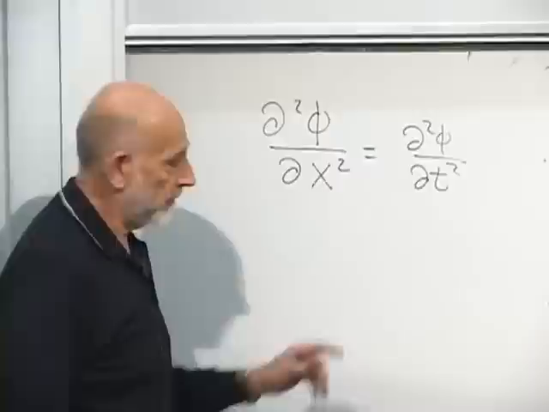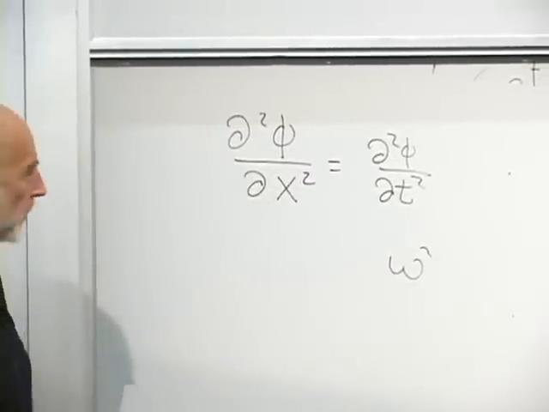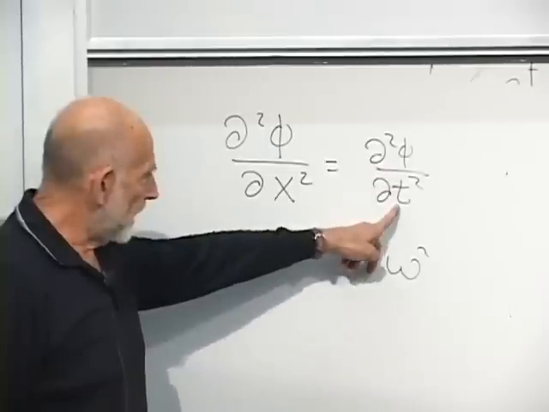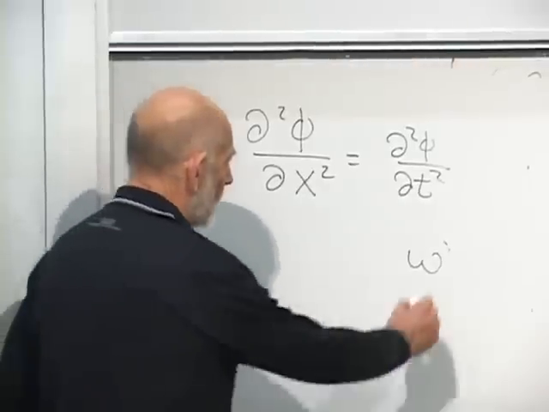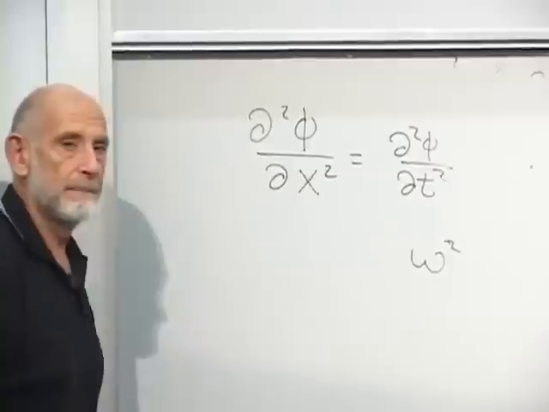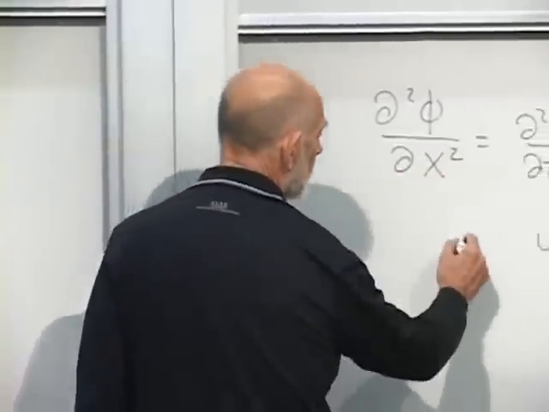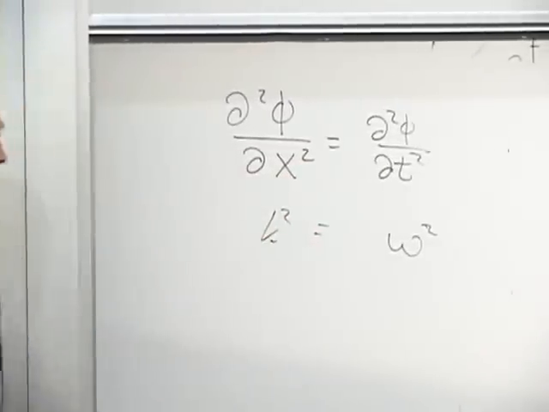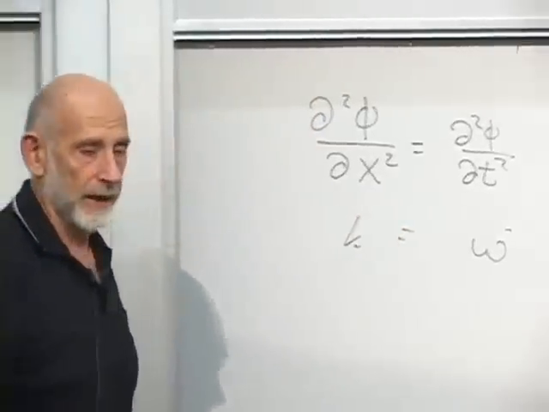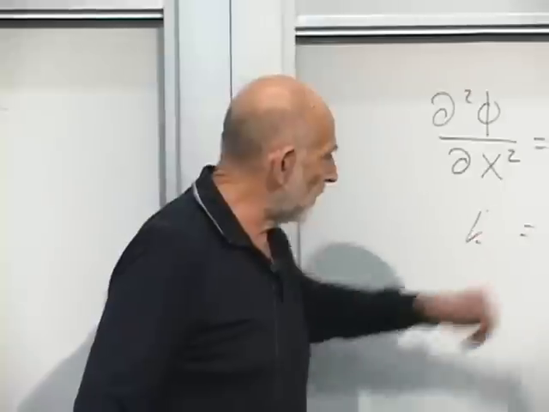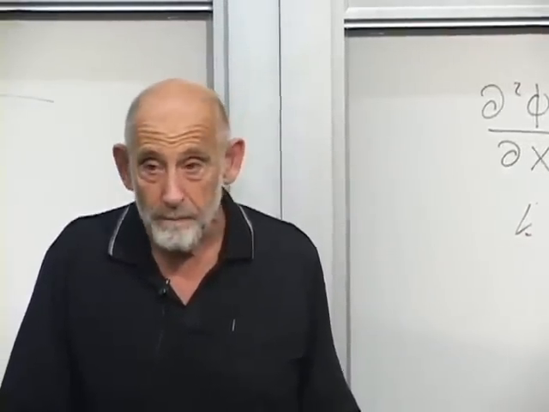d by dt squared stands for omega squared, right? We've done this many times. If you have a wave, each time derivative gives you a factor of omega. What about each space derivative? K, right? Each space derivative gives you a K. So this equation says that omega squared equals K squared, or omega equals K. I've left out the speed of light. I've set the speed of light equal to 1. So what's the velocity of this wave? Omega over K is 1.